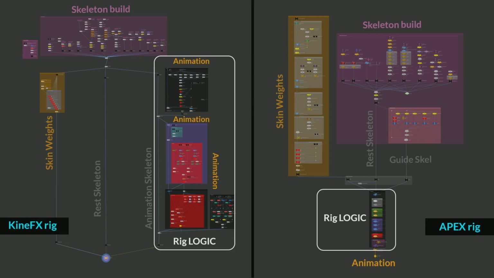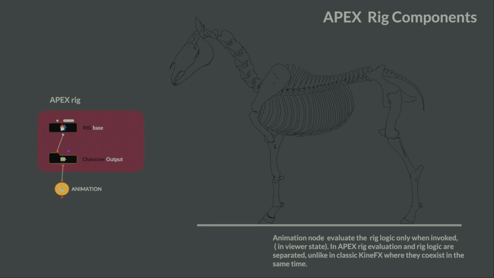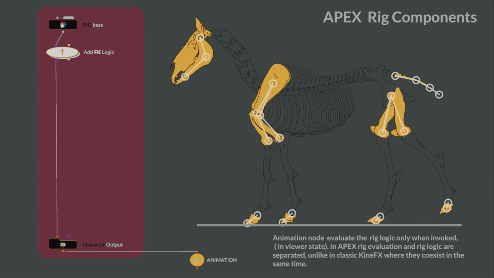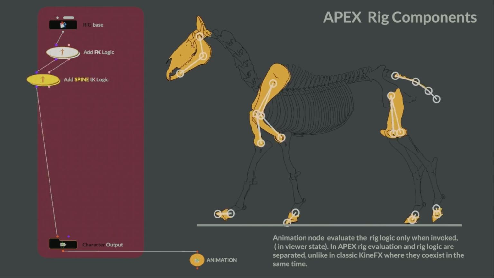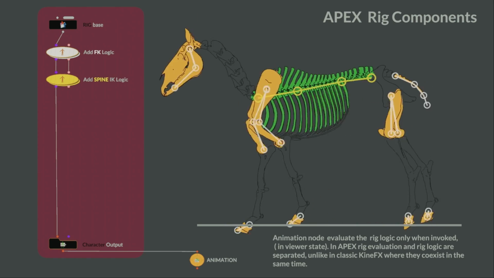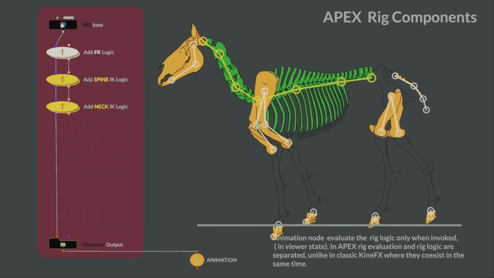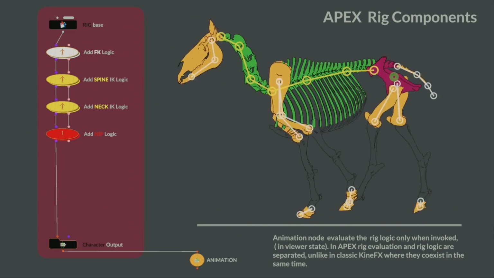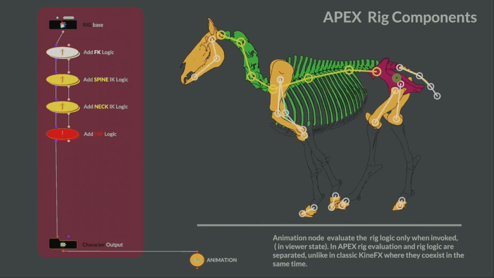To exemplify that even more easily, imagine that this horse has all the animation needed, and when we add a component, a logic, for example FK logic, this logic starts to take place. Add spine logic, the spine begins to move. Add neck logic, the neck begins to move.